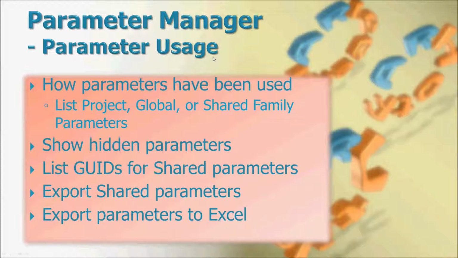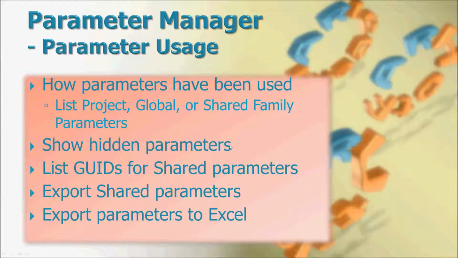It's very easy in a project to not have a good idea of how parameters have been used. So the parameter manager will show you how parameters have been assigned to the project, so perhaps to a doors category or a walls category, what global parameters there are, and also where shared parameters have been used in families. So it gives you a good overview of how parameters have been used.